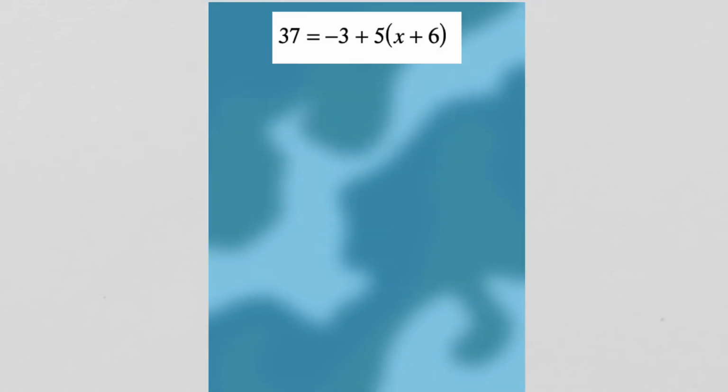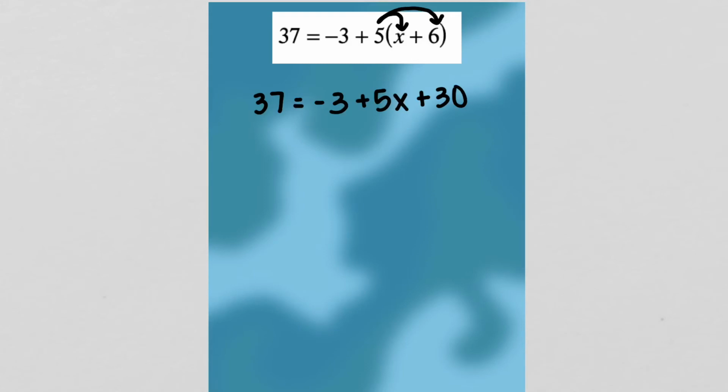Alright, so this problem does have a little bit more. We do have a set of parentheses, so that's going to be our first thing to do. Now I'm just going to rewrite the first part, 37 equals negative 3. And now I want to distribute. So I have positive 5 times x gives me a positive 5x. And then I have a positive 5 times a positive 6, so plus 30 in the end. My parentheses are all gone, so I have done step 1.